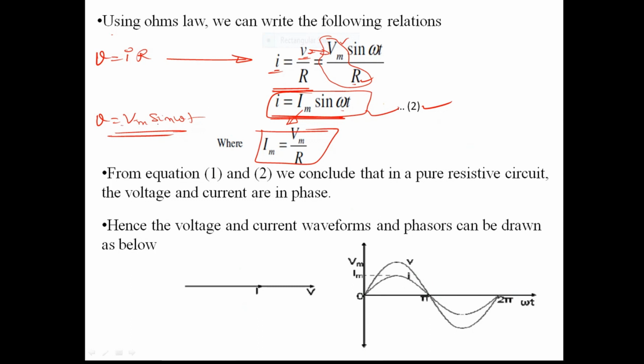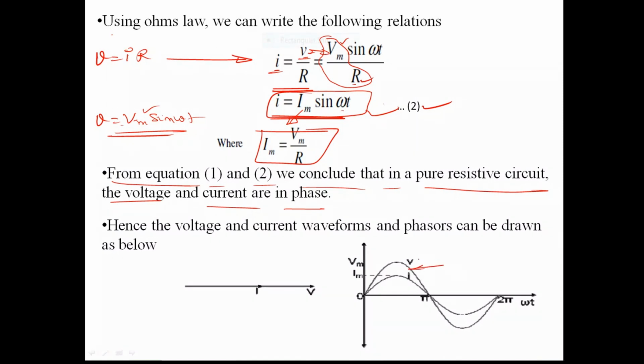Only thing here is that Im is in place of Vm. That means the magnitudes of maximum voltage and maximum current are different. Both are purely sinusoidal, and in both there is no phase shift. Therefore, we conclude from equations 1 and 2 that in a pure resistive circuit, the voltage and current are in phase. Since there is no phase shift in either mathematical expression, both are in phase. How can we show this? Let us draw a waveform here.